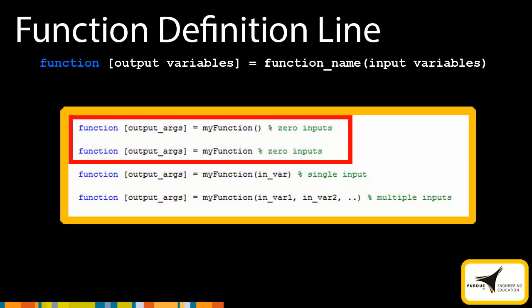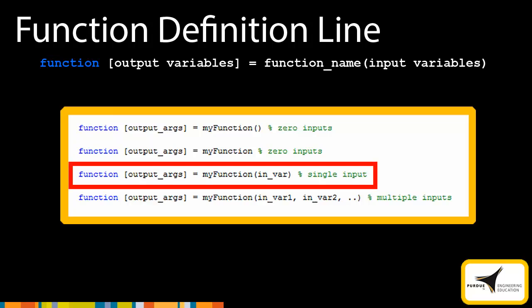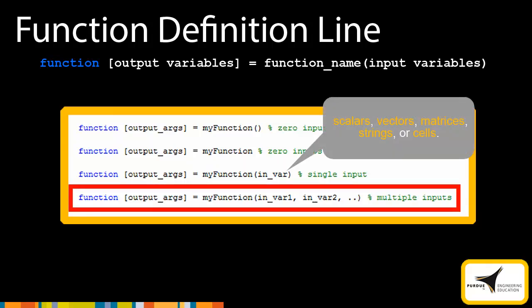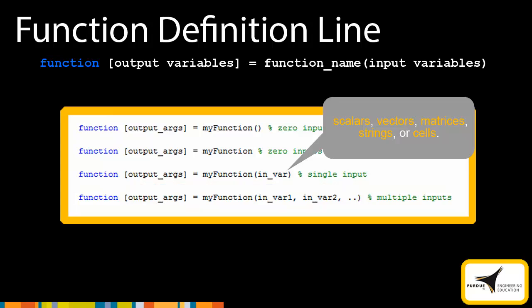Now let's look at input arguments. If the function has 0 inputs, follow the function name with an empty set of parentheses or no parentheses. If the function has a single input argument, put this argument in parentheses following the function name. If the function has more than one input argument, separate each argument with a comma within the parentheses. Never use square brackets for input arguments. Input and output arguments can be any mix of scalars, vectors, matrices, strings, or cells.